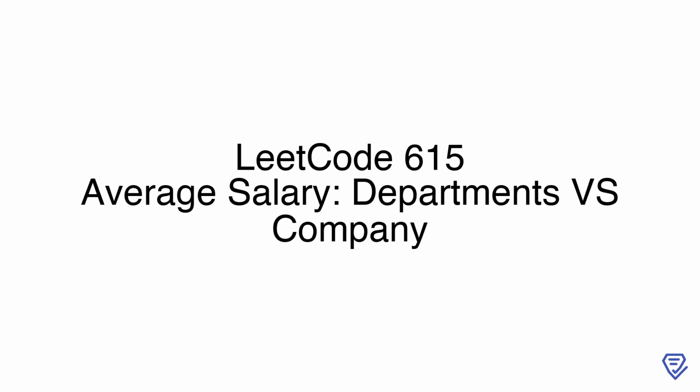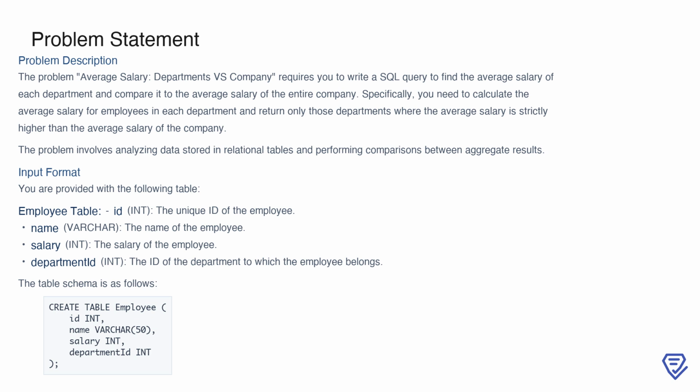Let's get started. In this problem, your goal is to analyze salary data stored in a relational table and identify departments where the average salary is higher than the overall company's average salary. To solve this, you'll need to calculate the average salary of employees within each department and compare it to the average salary across all employees in the company.